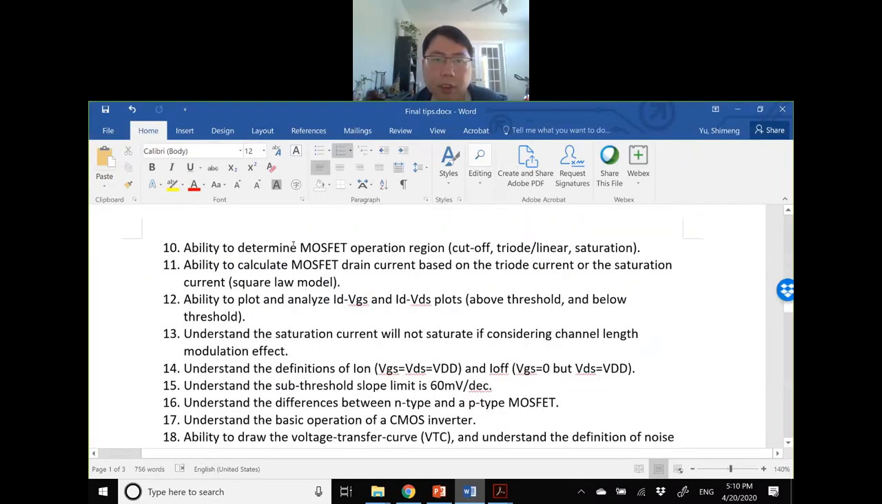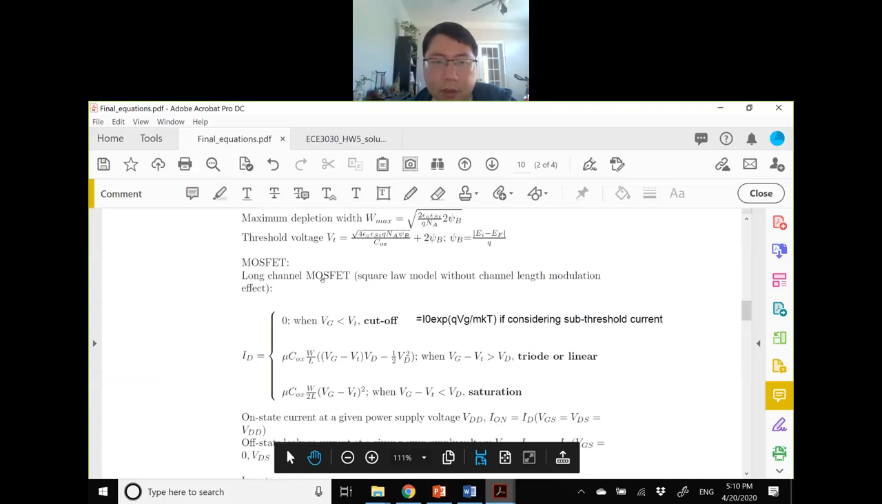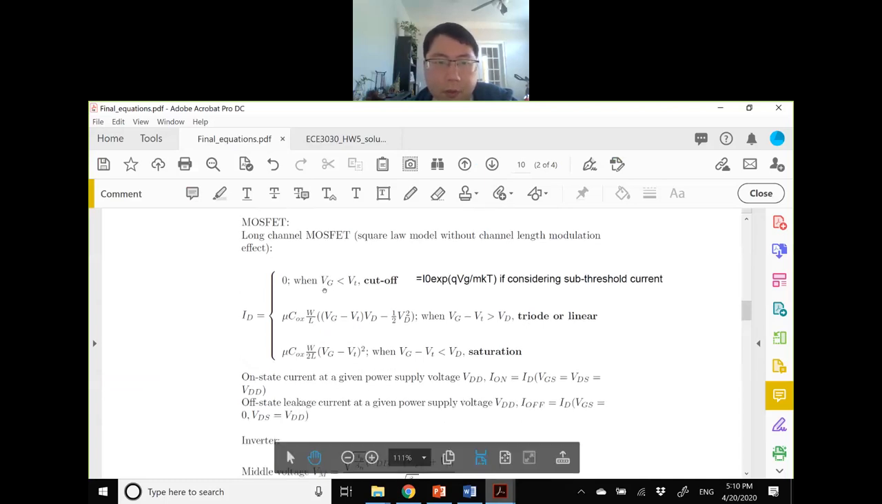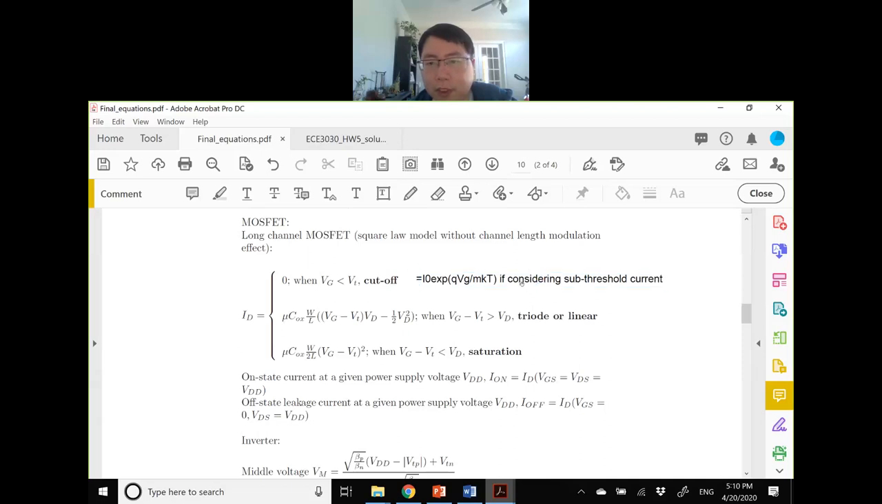And then ability to determine the MOSFET operation region, cutoff, triode, linear, or the saturation, and then calculate the drain current based on those regions. So let's look at the IV equations. So when the gate voltage is smaller than threshold, this is cutoff, and to the first order, the drain current is almost zero. But if we consider the sub-threshold current, then there will be very small current, and it's given by this I0 exponential q and gate voltage divided by mkT. M is the body factor.